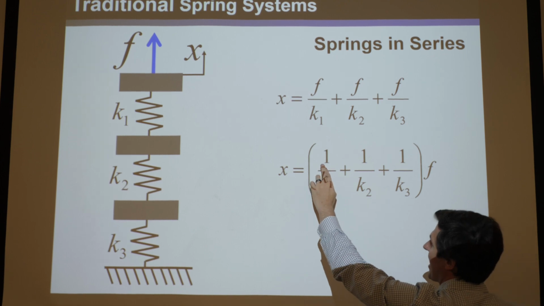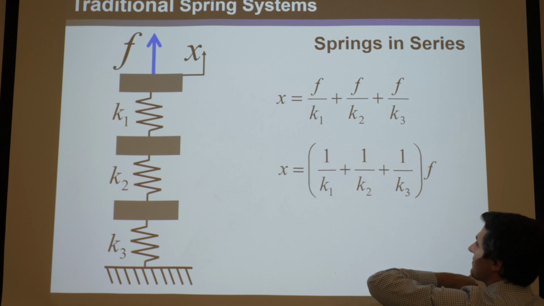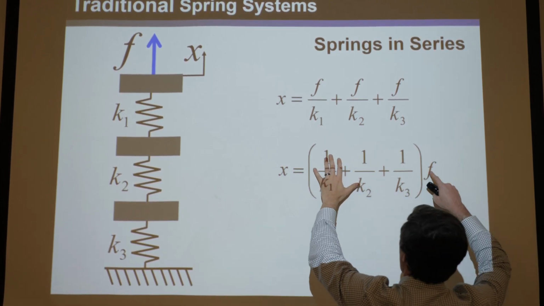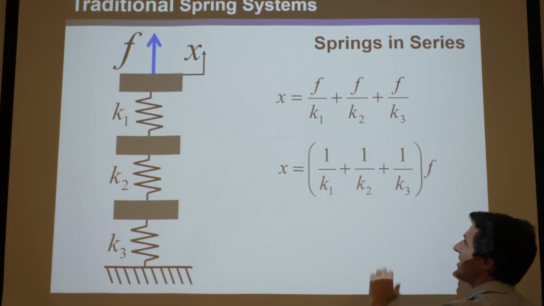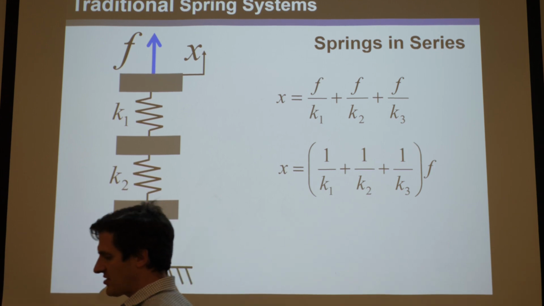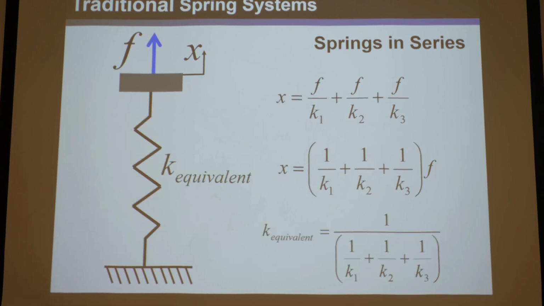So the compliance of spring 1 plus the compliance of spring 2 plus the compliance of spring 3, you add their compliance, and then this is F times compliance equals X. That's the compliance of the entire system. So when springs are in parallel, you add their stiffness. When springs are in series, you add their compliance. And that's how you find the equivalent stiffness or compliance of the spring.